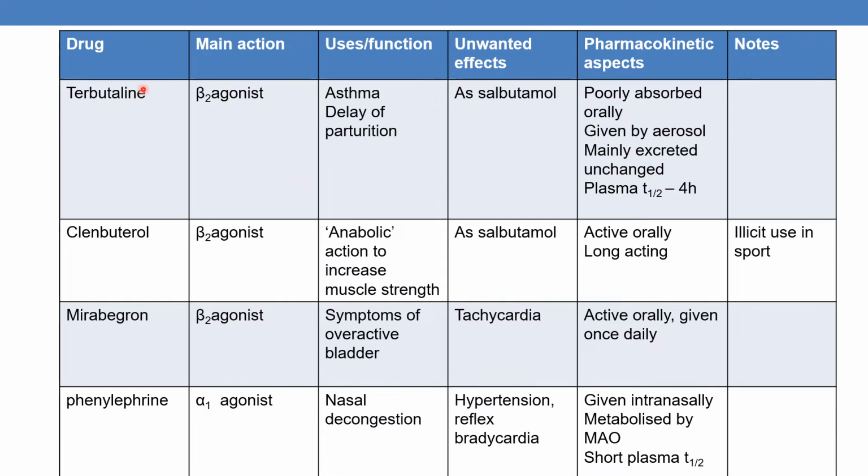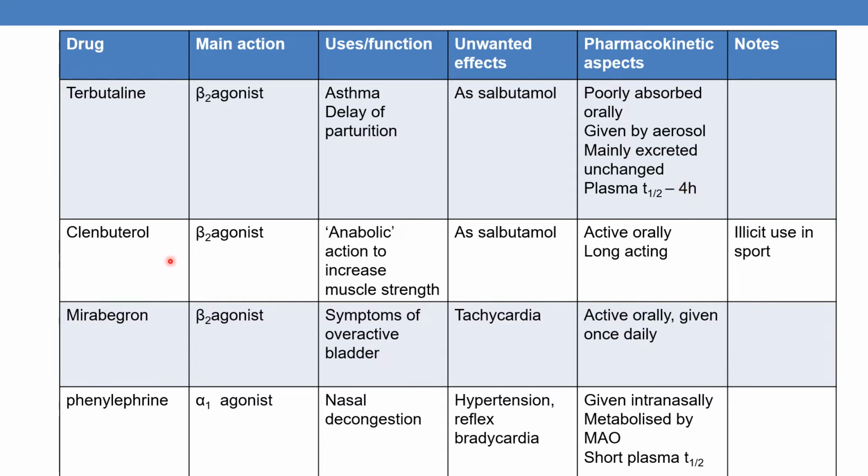The next is terbutaline. It is also a beta-2 agonist. It is used to treat asthma and delay of parturition. Unwanted effects are similar to those of salmeterol, and pharmacokinetic aspects are it is poorly absorbed orally, given by aerosol and mainly excreted unchanged, and T half is 4 hours.